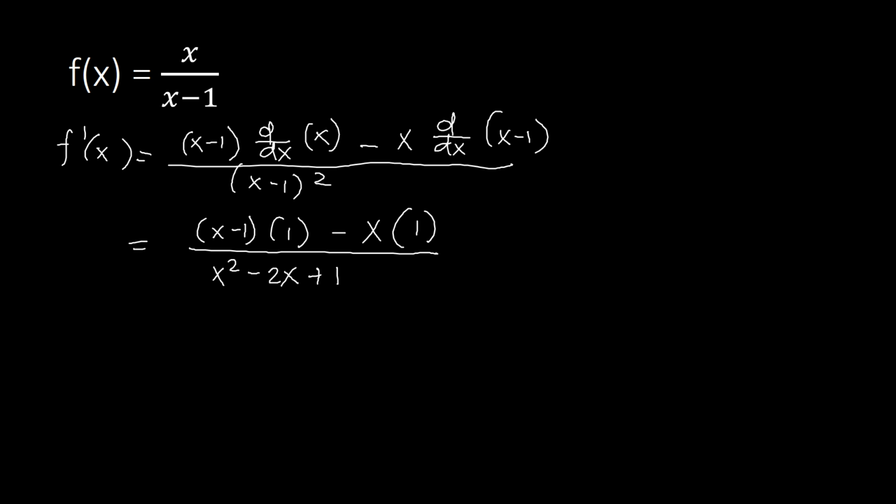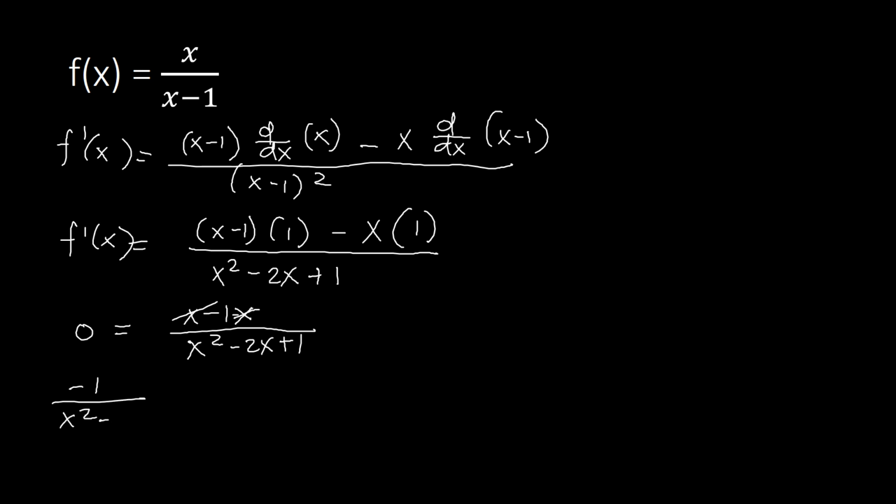Next, we are going to set our f prime of x to 0. This is now 0 equal to x minus 1 minus x, over x squared minus 2x plus 1. So from here, we can do the flipping if you want to and simplify this part. We can have x minus x, that's going to be a 0. So we have negative 1 over x squared minus 2x plus 1 equal to a 0.